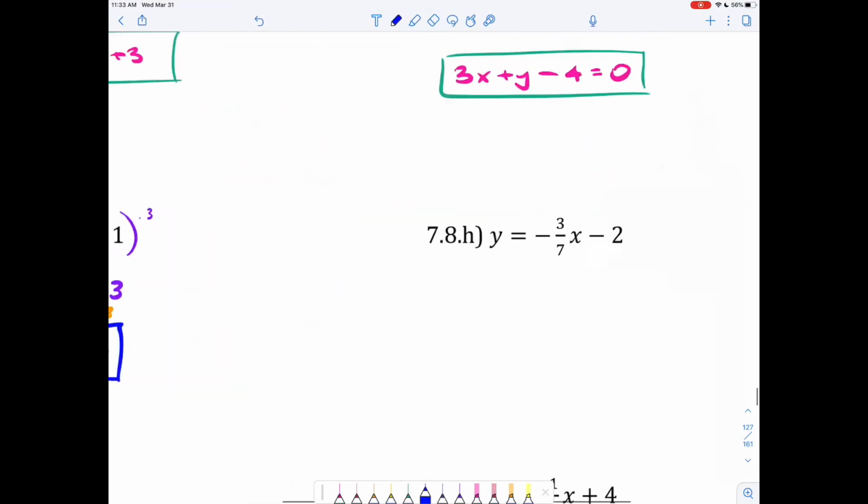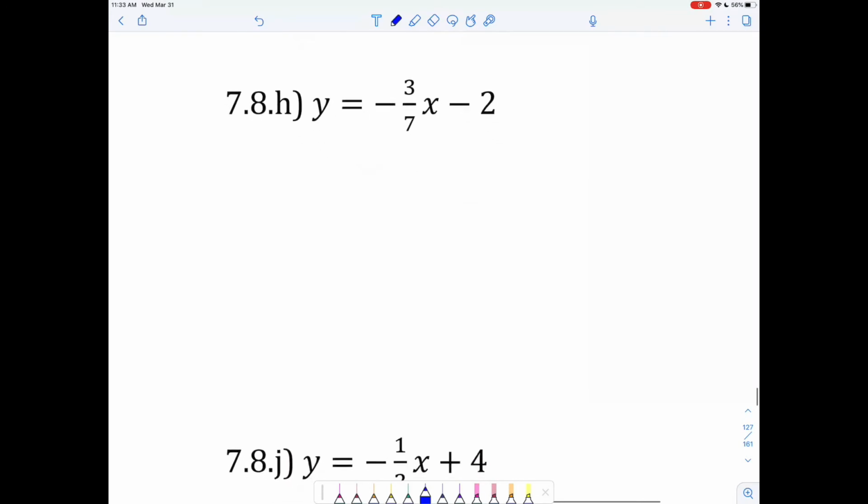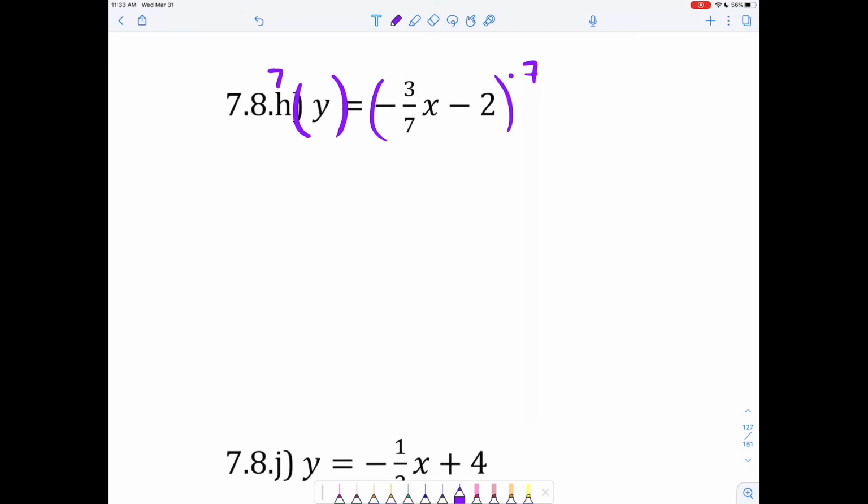All right, this one here, we have a similar situation. Please try this one on your own. See what you can do. Again, I'm going to start by multiplying both sides to get rid of that fractional coefficient. This time I'm going to multiply everything by 7 because that's the lowest common multiple of all of my fractional coefficients there. And so I get 7y equals negative 3x minus 14.